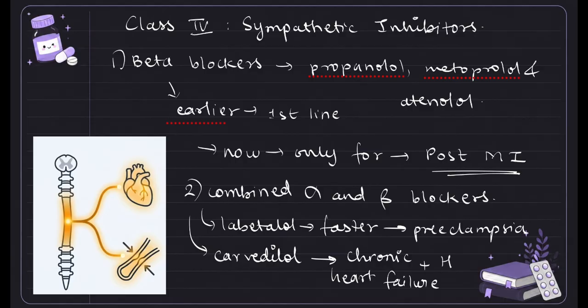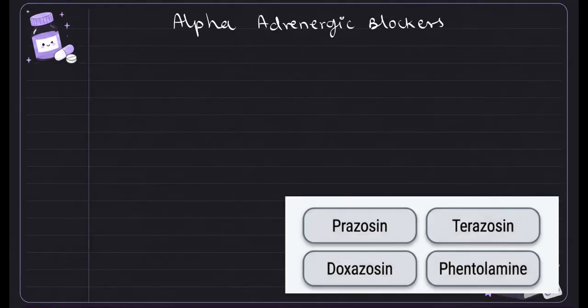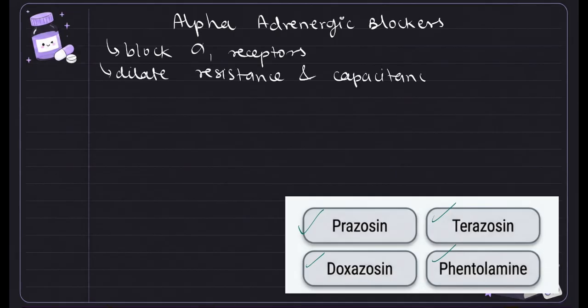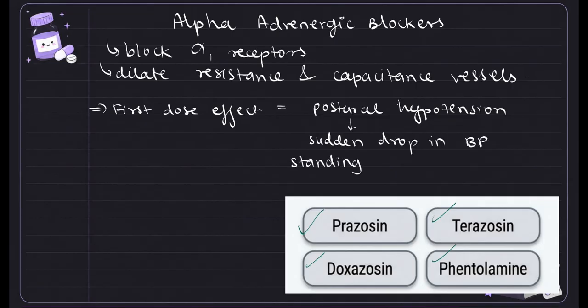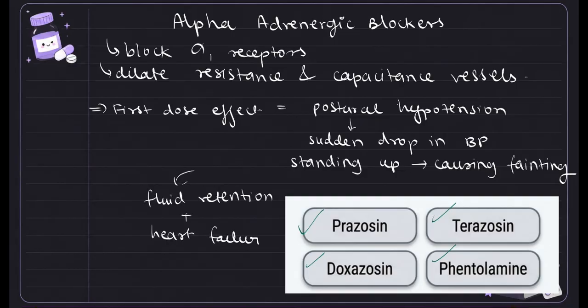The crucial point here is understanding exactly where these neural drugs act. We have peripheral alpha-adrenergic blockers. These are prazosin, terazosin, doxazosin, and phentolamine. They block alpha-1 receptors. This dilates both resistance and capacitance vessels, meaning both the arteries and the veins. But we must issue a strict warning. They cause a severe first-dose effect. This leads to postural hypotension. That's a sudden drop in blood pressure when standing up, causing fainting. Because they cause fluid retention that can lead to heart failure, they aren't first-line drugs.